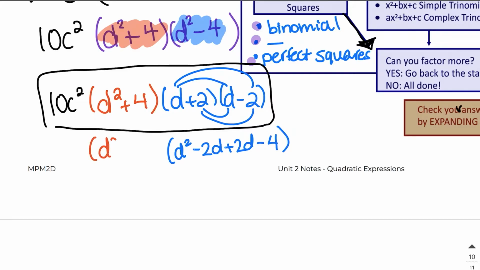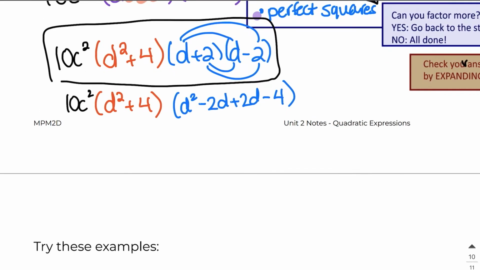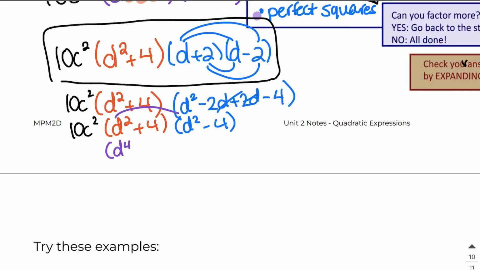And then I'm going to copy the rest of this down. I know that this negative 2d and this positive 2d will cancel each other out. So I end up getting d squared minus 4, multiplied by d squared plus 4 with a 10c squared in front. Now I'm going to go ahead and FOIL this. So d squared times d squared is d to the power of 4. d squared times negative 4 is negative 4d squared. 4 times d squared is positive 4d squared, and then 4 times negative 4 is negative 16. Do not forget to copy down this 10c squared here.